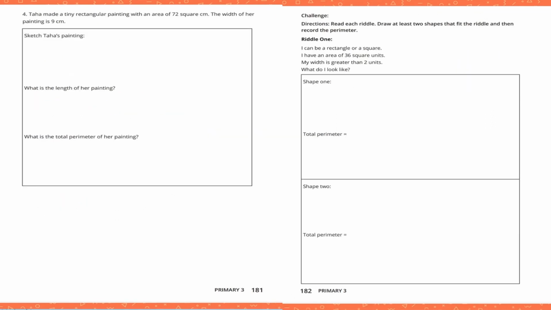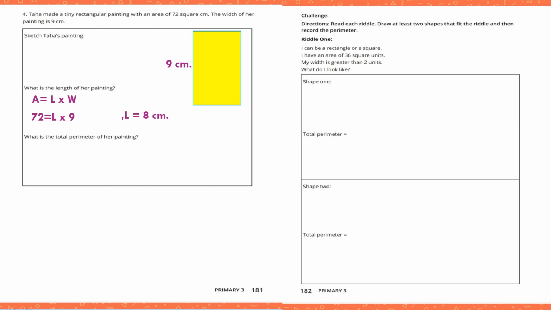Taha made a tiny rectangular painting with an area of 72 square centimeters. The width of her painting is 9 centimeters. So what is the length of the painting? To get the length, we have to divide the area of 72 by 9 and it will be 8 centimeters. And what is the total perimeter of the painting?